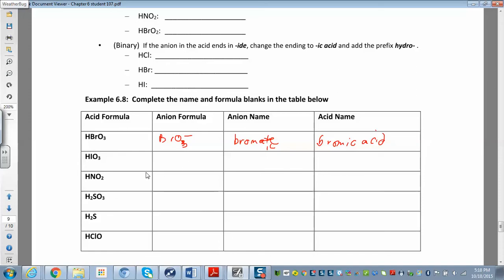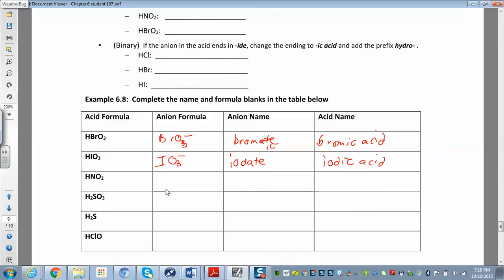Now, I did the same thing down here. I have hydrogen and then iodate. So here we have IO3 minus. That's the piece that's not hydrogen, so scribble out the hydrogen. What's left over is IO3 minus. That is iodate. So I drop that -ate and it becomes -ic because it's an -ate. So this is iodic acid.